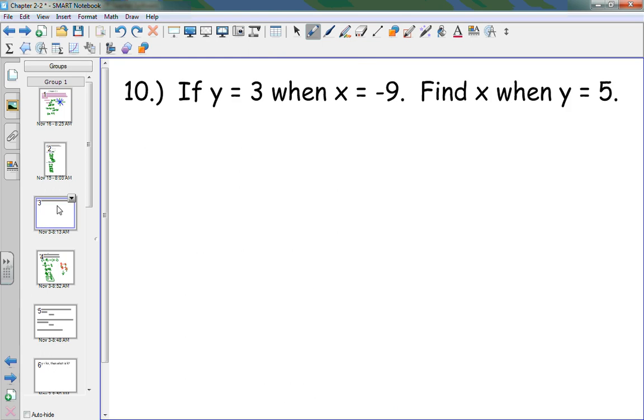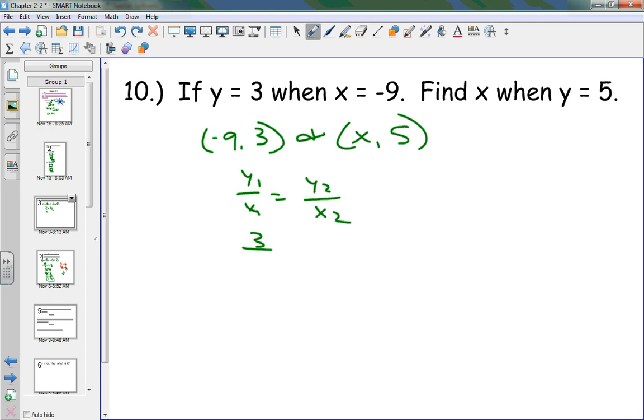Now, this is exactly off tonight's homework. This is number 10 in tonight's homework. I'm not giving it to you in ordered pair form. I'm giving it to you in the English language. So how do I go about finding this? It says if y equals 3 when x equals negative 9. So it's still an ordered pair, right? So I have negative 9, 3, and then it says find x when y is 5. So it's exactly the same problem. You're trying to make it hard by adding words, but I just couldn't make it hard. So I have y1 over x1 is equal to y2 over x2.